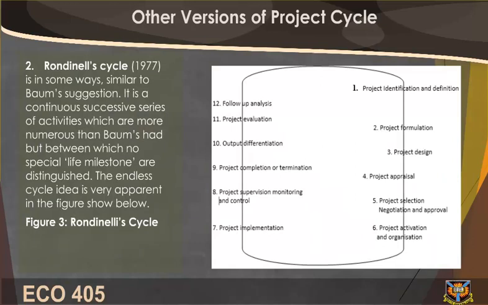2. Rondinelli's cycle, 1977, is in some ways similar to BOM's suggestion. It is a continuous, successive series of activities which are more numerous than BOM's, but between which no special life milestones are distinguished. The endless cycle idea is very apparent in the figure shown below.